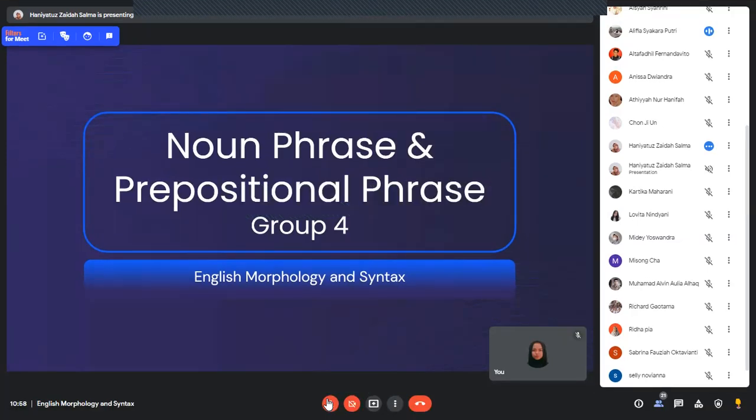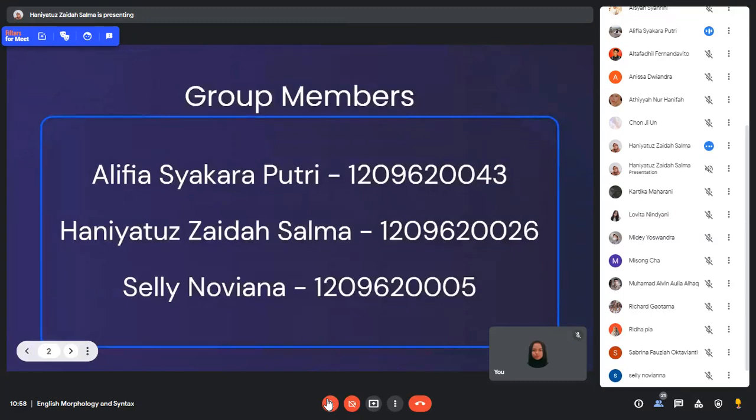We are from Group 4. We're going to present about noun phrases and prepositional phrases. Next slide. Okay, the group members are me, Alifi Syakara Putri, and then Haniatus Zaidah Salma, and then Selly Noviana.